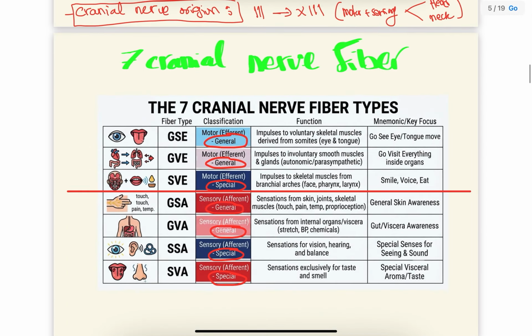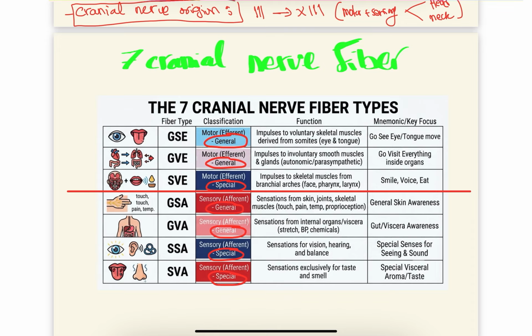now we are going to talk about the 7 important cranial nerve fibers, and personally, I used to not like them, but with the mnemonics, it makes actually quite a lot of sense. So let's start with the first one, which is the GSE. How could you memorize this? Go, see, eye. What does this mean? It's associated with the eye, and we add to it the tongue.